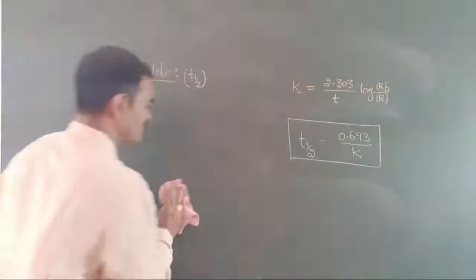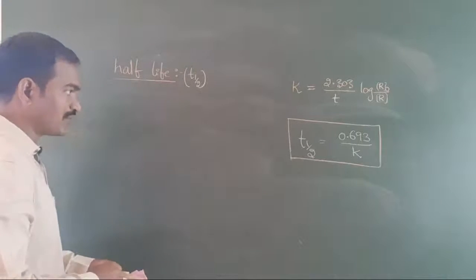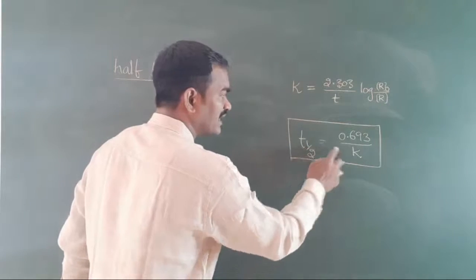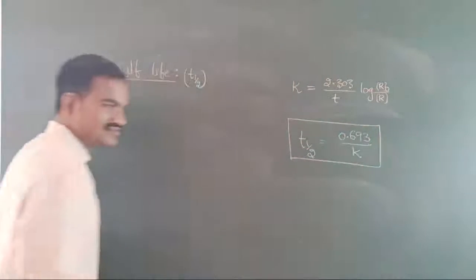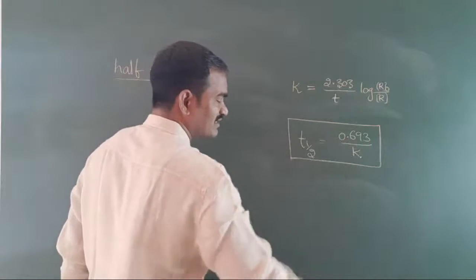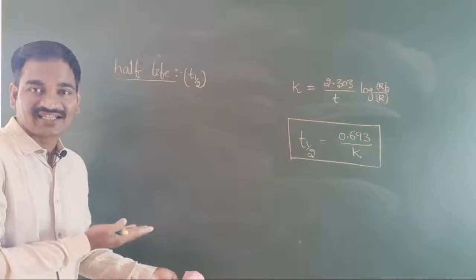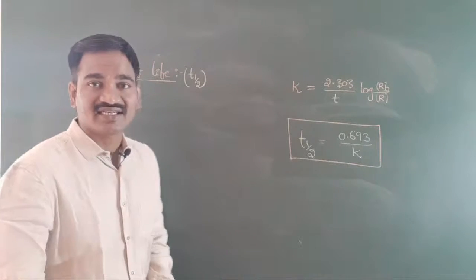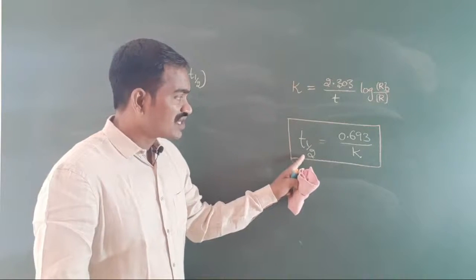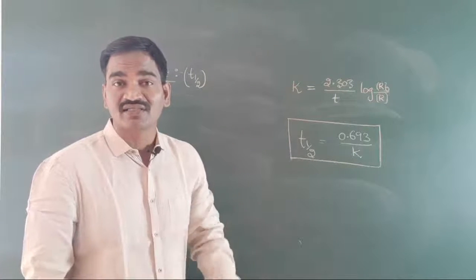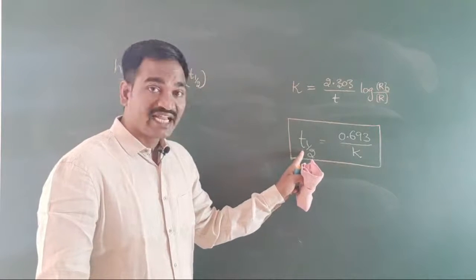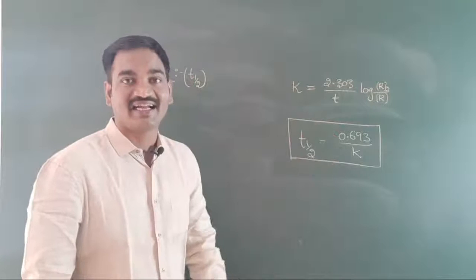You can see this. One important point. What is that important point, sir? The important point is T half is not depending on the concentration term. See, T half is equal to 0.693 by K. Is there any concentration term? No, there is no concentration term. Have you got it? So that's why first order half-life is independent of the concentration of reactants.